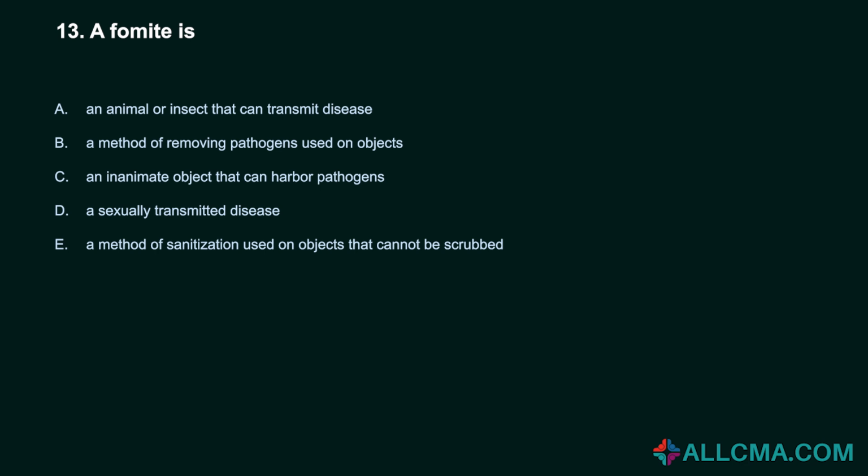13. A fomite is: A. An animal or insect that can transmit disease. B. A method of removing pathogens used on objects. C. An inanimate object that can harbor pathogens. D. A sexually transmitted disease. E. A method of sanitization used on objects that cannot be scrubbed. Correct answer, C. An inanimate object that can harbor pathogens.